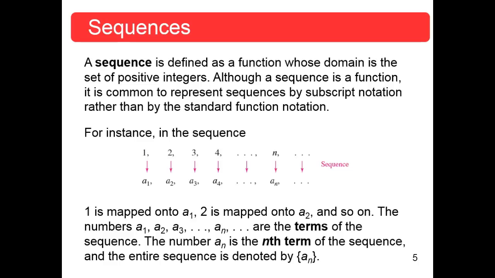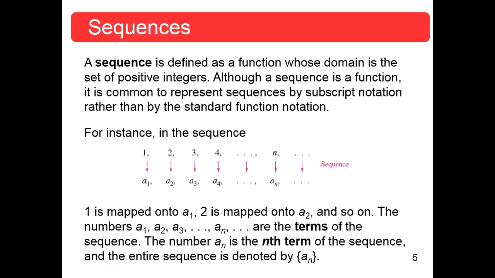Okay? These are also called the terms of the sequence. The number a sub n is called the nth term. A sub 4 is the 4th term. A sub 17 is the 17th term. A sub n is the nth term of the sequence, and the entire sequence is denoted by this.